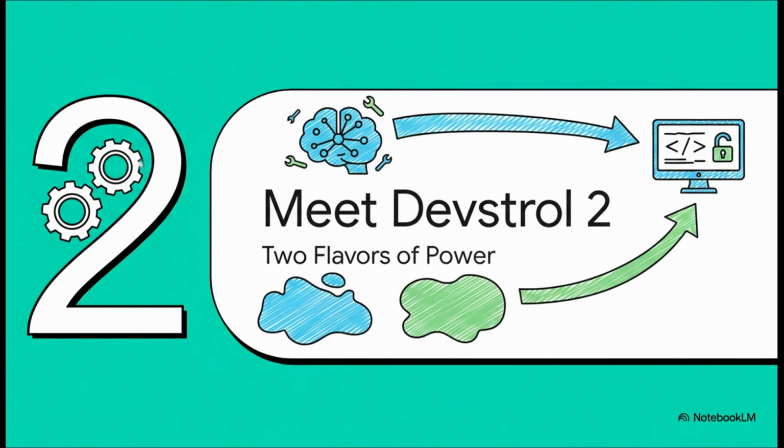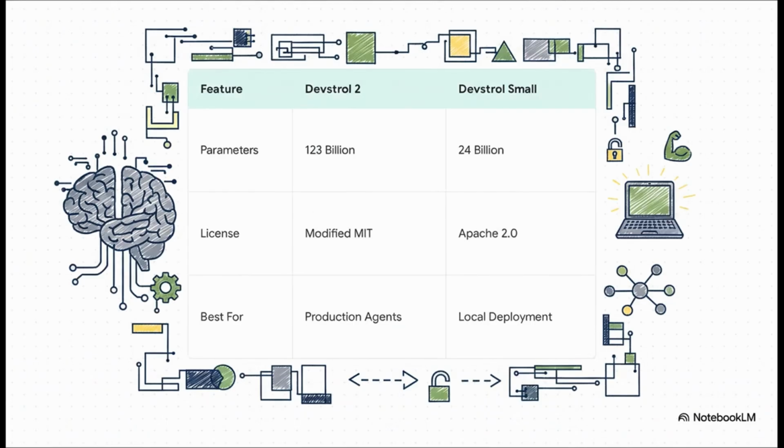Now, Devstral 2 isn't just one single thing. Mistral actually released it in two different open source flavors, and each one is built for a different kind of job. Okay, so on one side, you've got the main Devstral 2. It's a 123 billion parameter beast, really built for those heavy-duty production-level coding tasks. And on the other side, you've got Devstral Small. It's a much lighter 24 billion parameter model, and it comes with that super flexible Apache 2.0 license, which makes it perfect for running on your own machine.